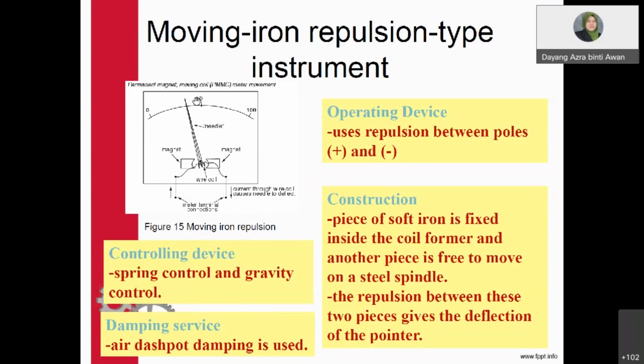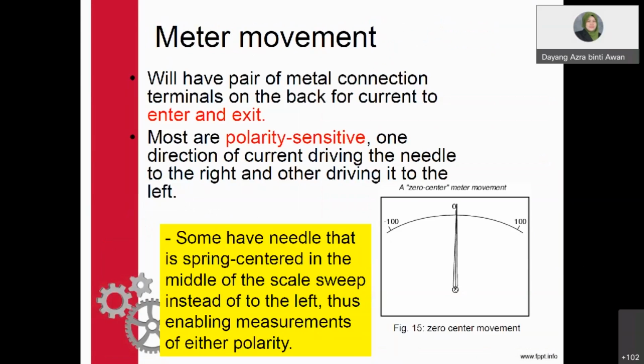Some have positive only, depending on your instrument itself. The construction is a piece of soft iron fixed inside the coil former, and another piece is free to move on a steel spindle. The repulsion between these two pieces gives the deflection of the pointer. For the zero-center movement, we have a pair of metal connection terminals on the back for current to enter and exit the instrument. Most are polarity sensitive. Some have a needle that is spring-centered and some can be at a zero point where you have positive measurements only, depending on the instrument itself.